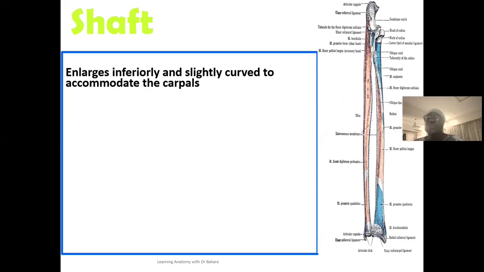accommodate these bones, it is seen to be expanded and also slightly curved as it descends downwards. So in describing the features of the shaft of the radius, we would be highlighting its borders and also its surfaces. So it's seen to have three borders, and because it has three borders, it is expected to have three surfaces. Don't forget that in our previous lecture on the ulna, we described that the ulna has three borders and also three surfaces. So also the radius. So now let's dive into the borders.